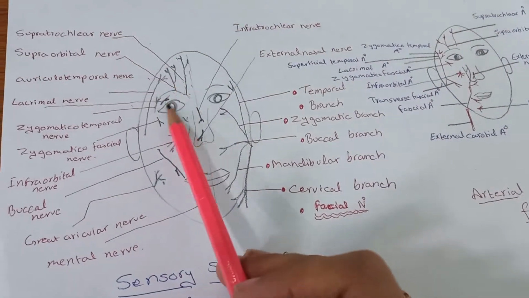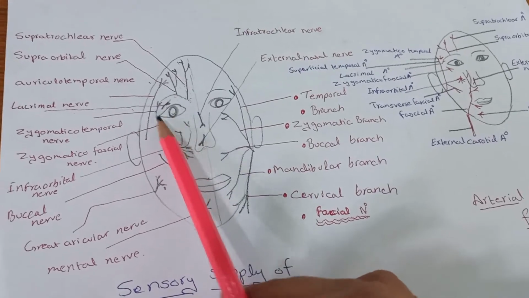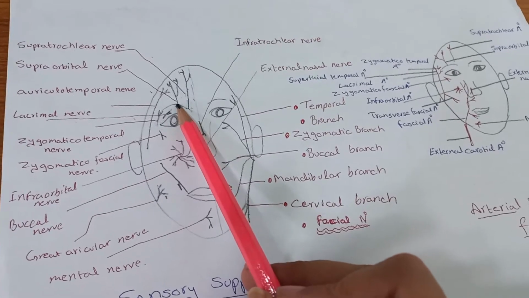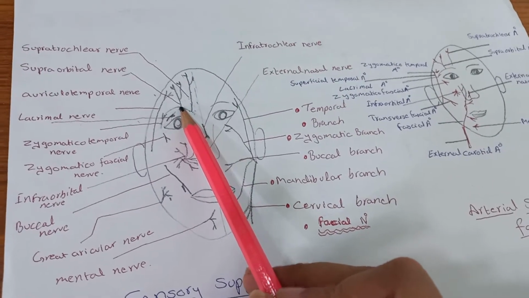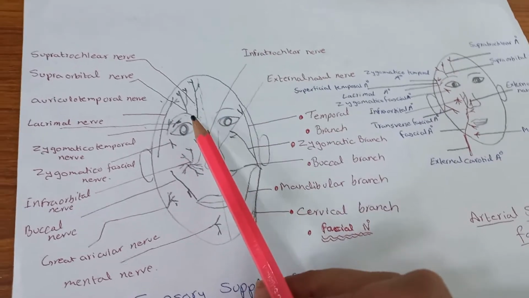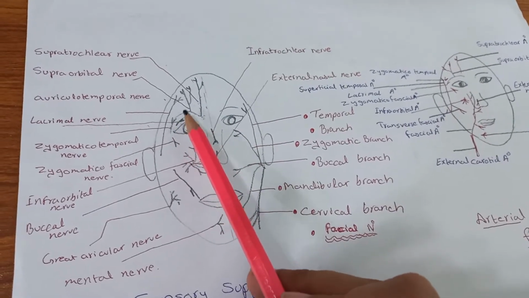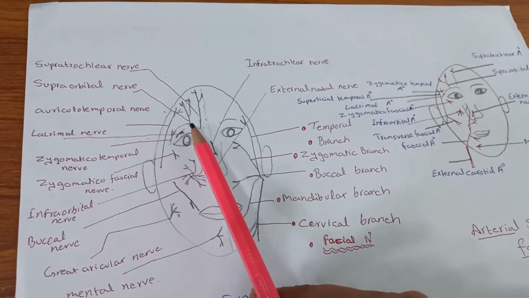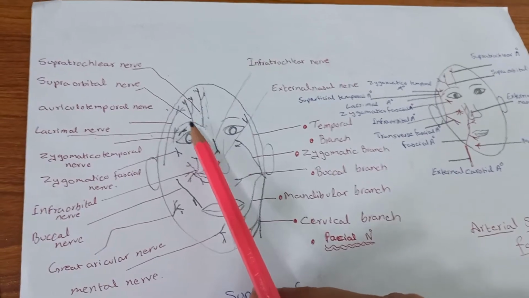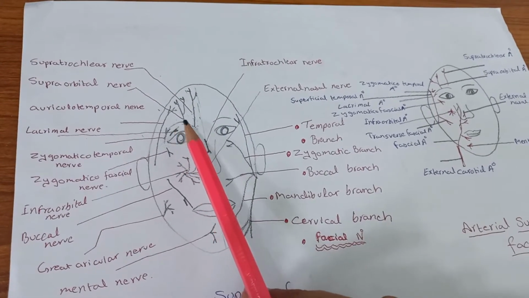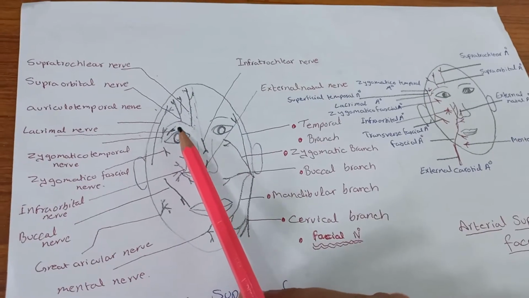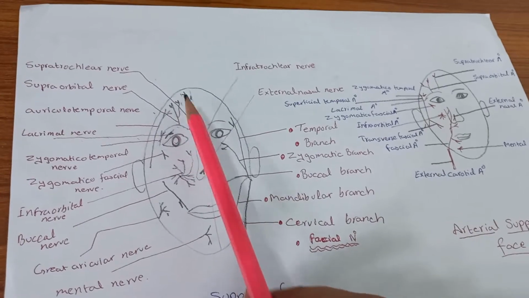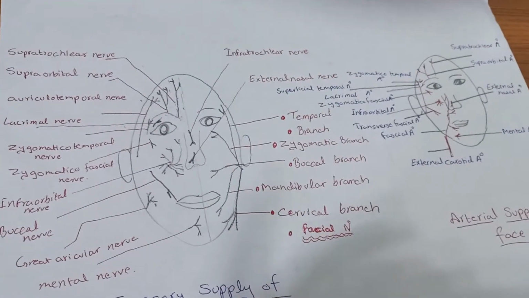As you can see in this diagram, the lacrimal nerve innervates the lateral part of the eyelid. Then comes the supraorbital nerve, which is also a branch of the ophthalmic nerve. It innervates the central part of the eyelid, and it also innervates the skin of the forehead. The supraorbital nerve winds around the upper margin of the orbit at the supraorbital notch, and then further divides into branches that innervate the skin of the forehead and central part of the eyelid.